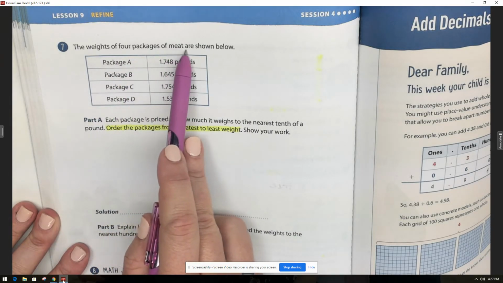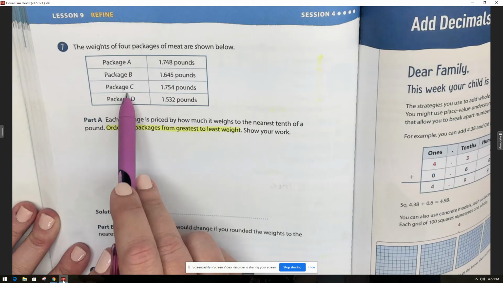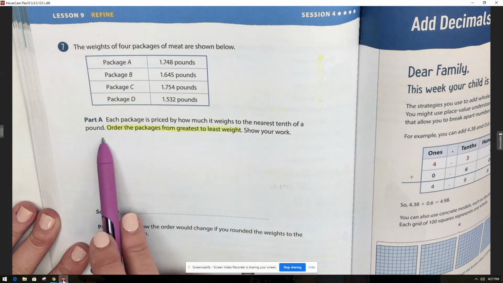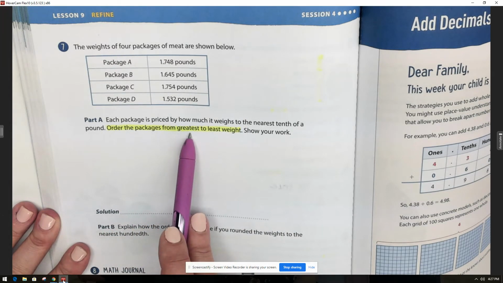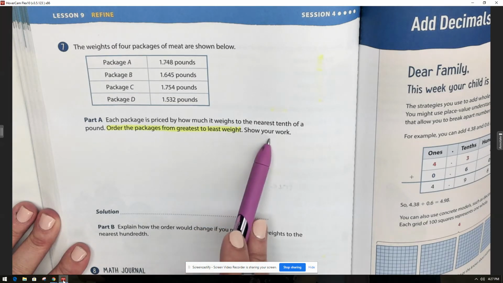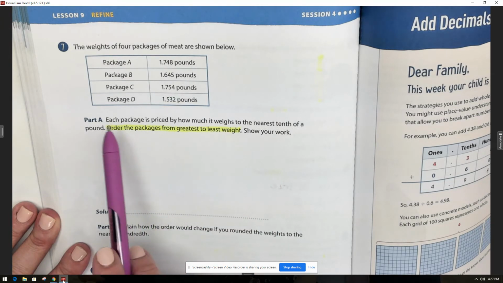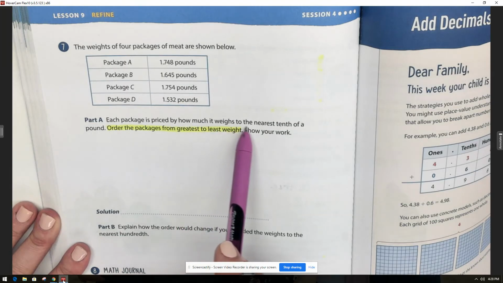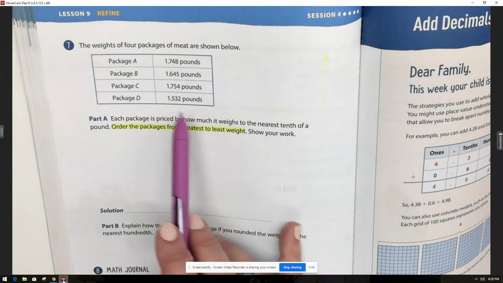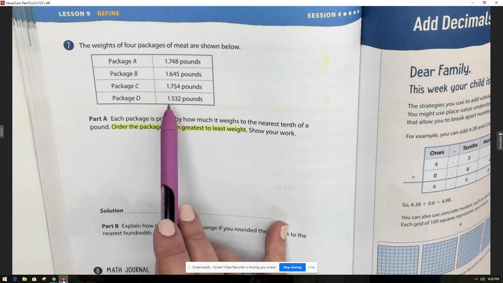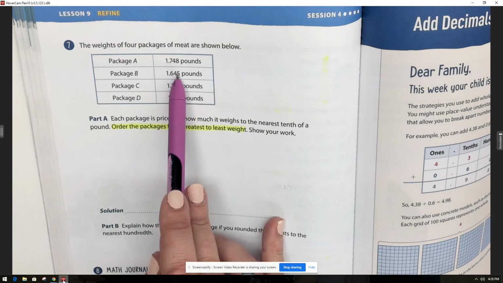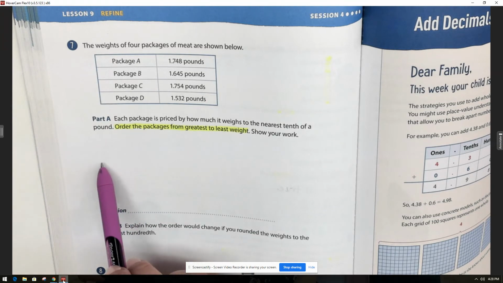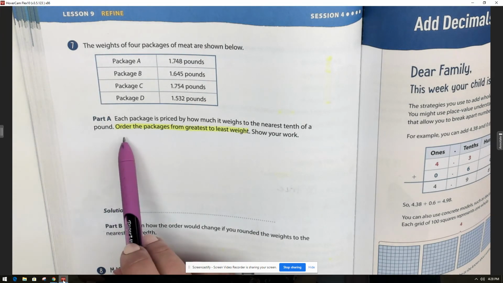The weights of 4 packages of meat are shown below. A, B, C, and D. Each package is priced by how much it weighs to the nearest tenth of a pound. Order the packages from greatest to least weight. Show your work. So right now, it's telling you that each package is priced by how much it weighs to the nearest tenth of a pound. You're going to go ahead and put these 4 decimals in order from greatest to least. That means the biggest number is going to be on top.